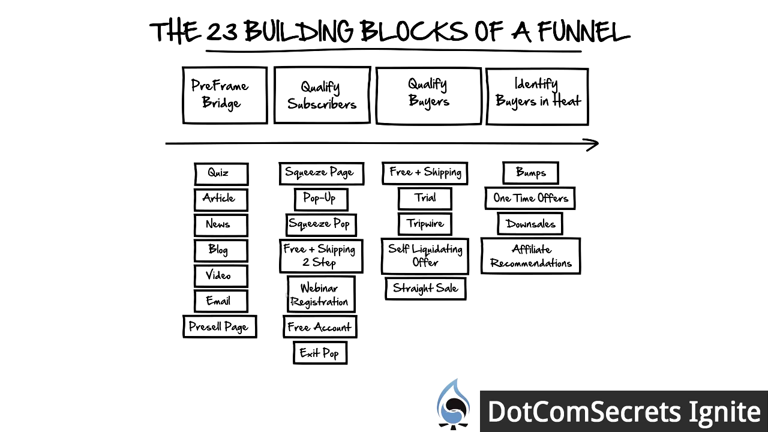Sometimes I drive people to a webinar registration. They register for my webinar, and boom, now they're a subscriber. Sometimes I give people a free account to something. Like, hey, they'll go create a free account over here. They create a free account, and boom, it turns them into a subscriber. Sometimes I have an exit pop where they're on my site and an exit pops out. They fill it in, and boom, they've joined my list. Okay. So those are a bunch of different building blocks for qualifying subscribers.